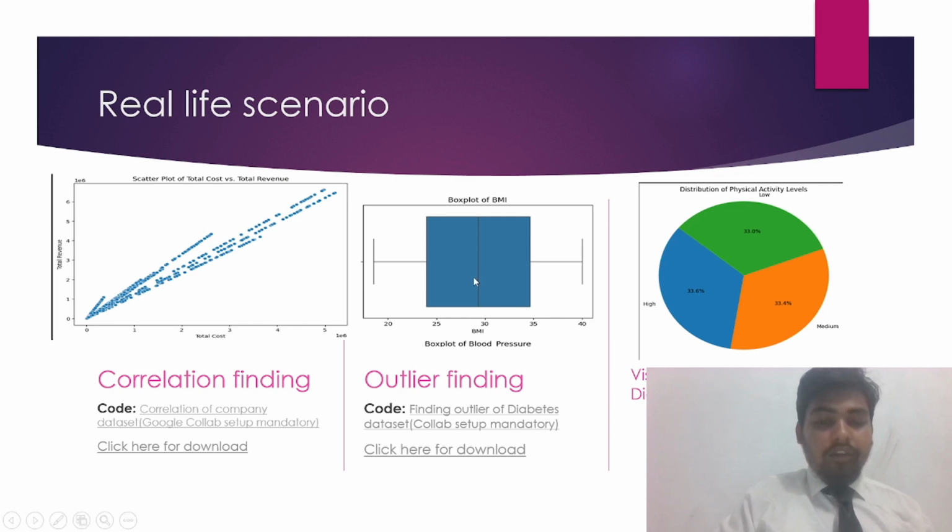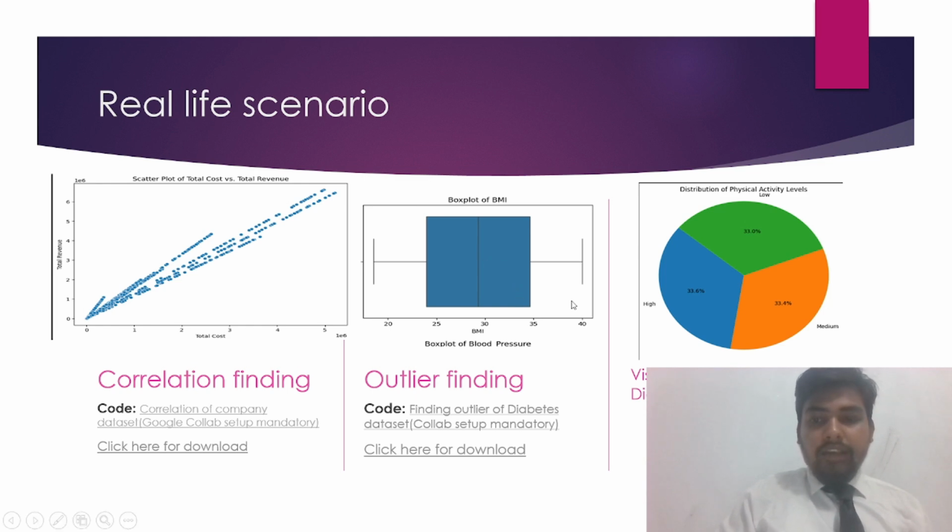Similarly for outlier finding, in the center we have a box plot of BMI and blood pressure from the diabetes dataset. Box plots are helpful to quickly detect outliers, or data points that deviate significantly from the rest. This analysis helps identify patients whose health metrics may need further investigation. Also we can find if there is any extreme value present in this dataset.